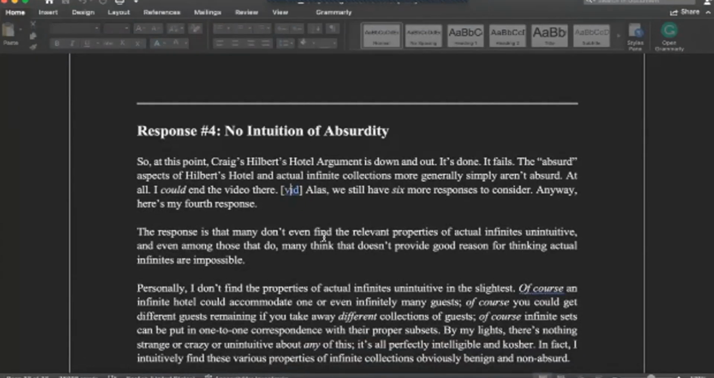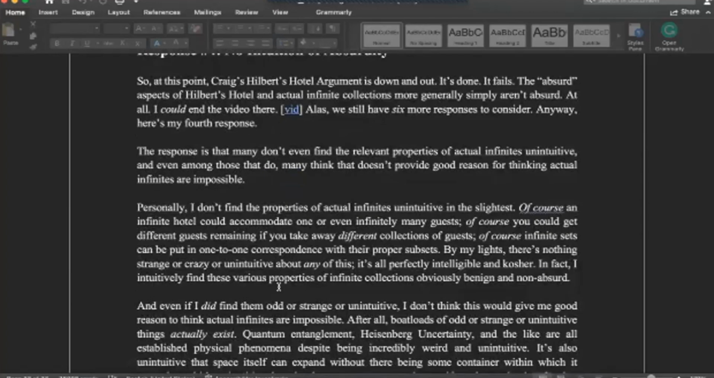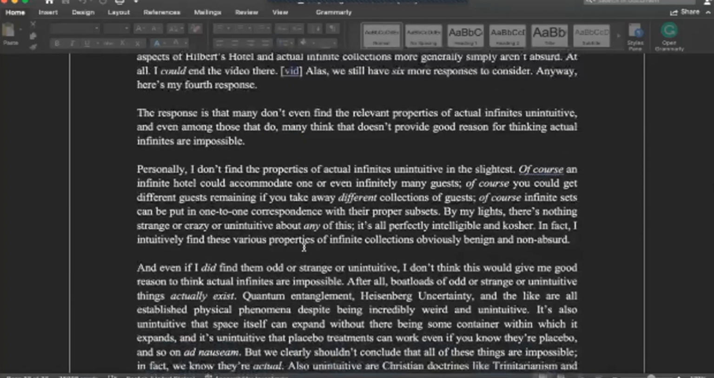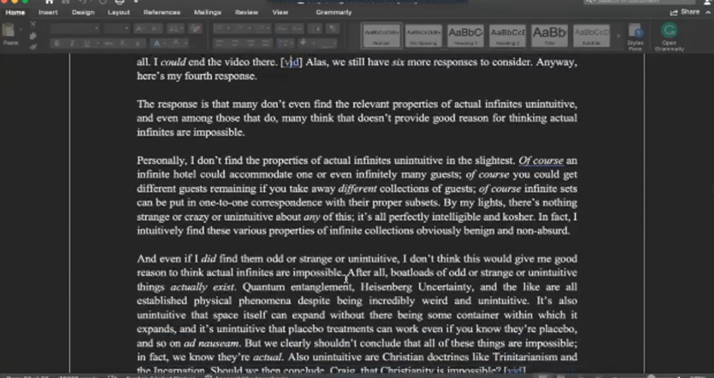By my lights, there's literally nothing strange or crazy or unintuitive about any of this. It's all perfectly intelligible, perfectly kosher, perfectly benign, perfectly innocuous. In fact, I intuitively find these various properties of infinite collections obviously benign and non-absurd. And what's more, even if I did find them odd or strange or unintuitive, I don't think this would give me good reason to think actual infinites are impossible.